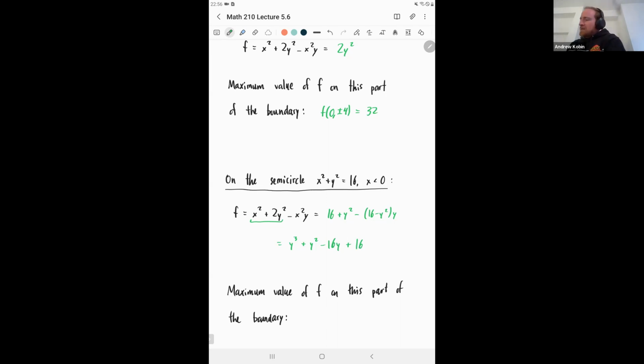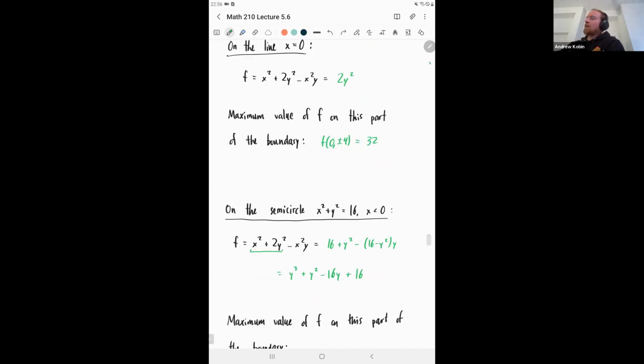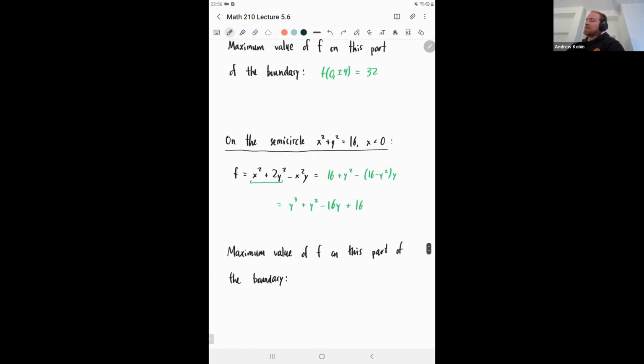So this is a function of a single variable, and what this is really saying is that on our boundary region, just the semicircle, the height of the function in the z direction as we travel along this circle is completely determined by the y coordinate that we plug in. So the point at this height has a height that's completely determined by just its y coordinate, and so forth. That's what this is telling us.